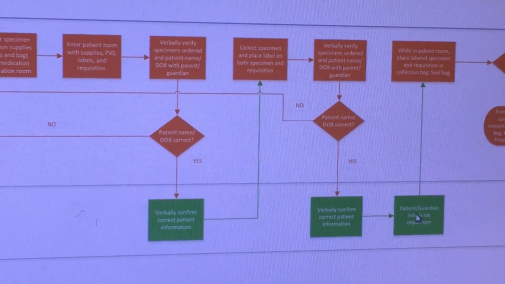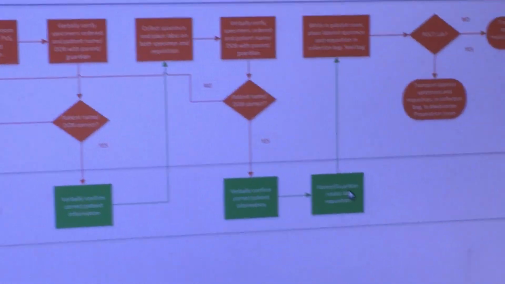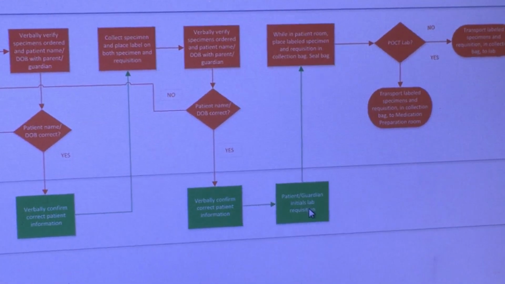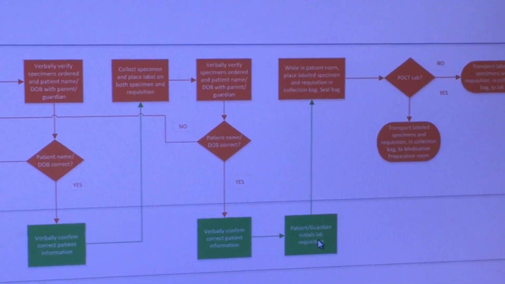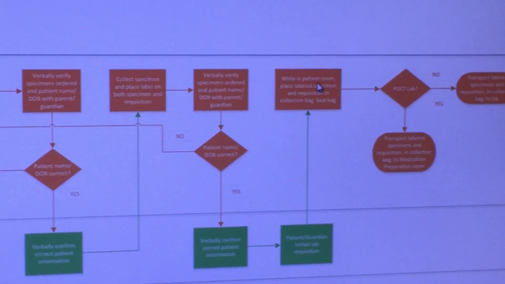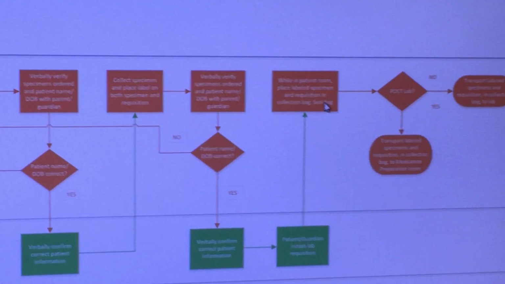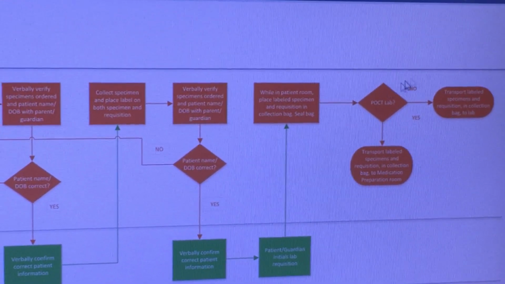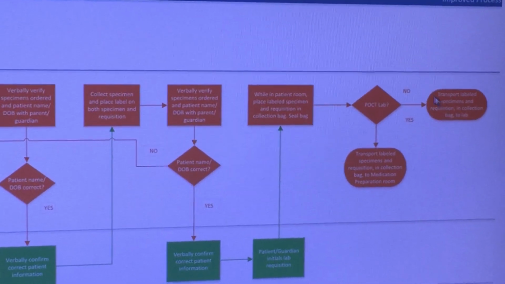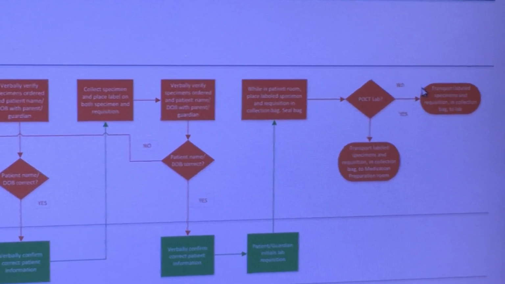Now you're going to have the parent, patient, or guardian initial the lab requisition. Okay, fold the requisition up. While the patient is in the room, place the labeled specimen and the requisition in the collection bag and seal it. Transport it to the lab. Okay, that's the end of the workflow.